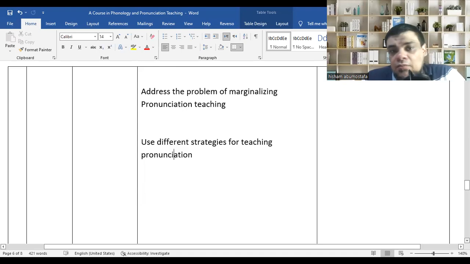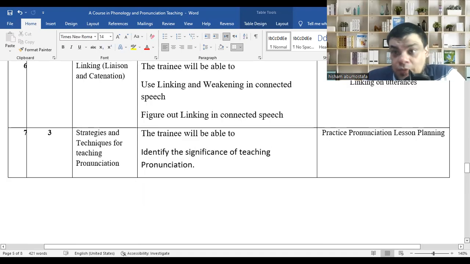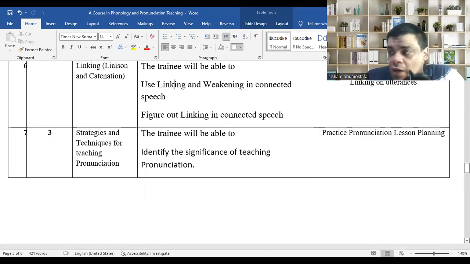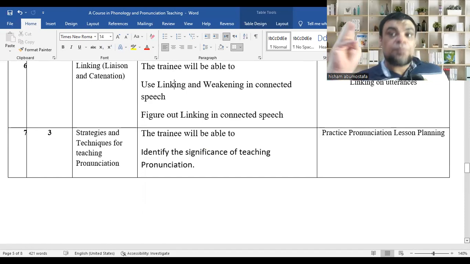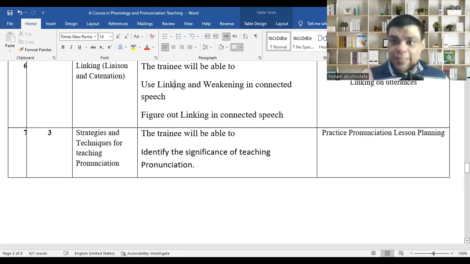because actually the problems of teaching pronunciation are different and various. Number one, the teacher who is going to teach pronunciation, or the phonetic coach who is going to train the students on correct pronunciation, should themselves be aware of the phonetic and phonological aspects, both theoretically and practically.